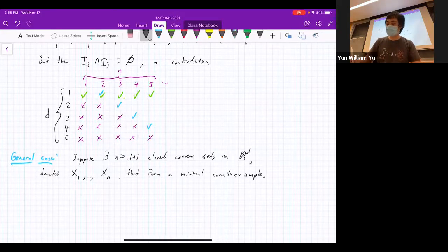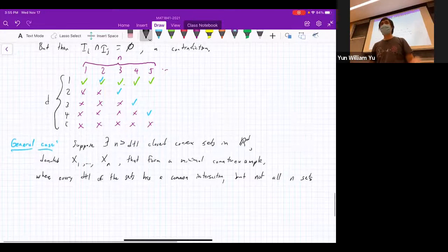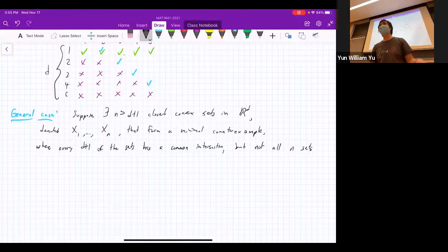And by this we mean that every d plus one of these sets has a common intersection, but not all n of them. Okay, and if you had a bigger counterexample, you can just reduce it down to whatever the minimum example is. And the minimality is actually important here because at some point we need to talk about the boundary of the transition point, basically. So it's the smallest type of set that satisfies all of this.